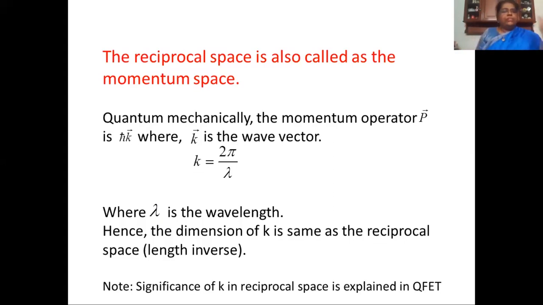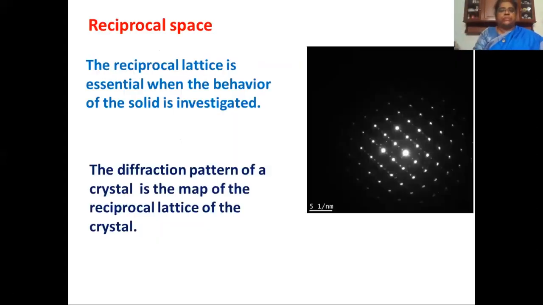So from real space, take the inverse, go to the dimension of length inverse; that is your reciprocal space. Now, look at this. The reciprocal space is essential when the behavior of a solid is investigated, where the diffraction actually takes place. When the experimentalist takes a sample and sends X-rays, the X-rays are not just going to glaze over the surface. They will go in, pick up the information of the reciprocal space of your sample, and come back and give it to you. So the X-ray diffraction that experimentalists do is happening in the reciprocal space.